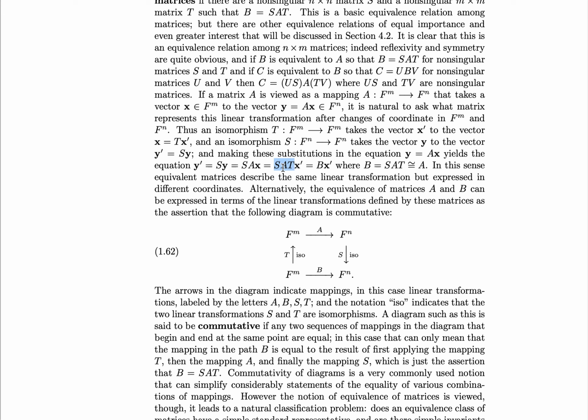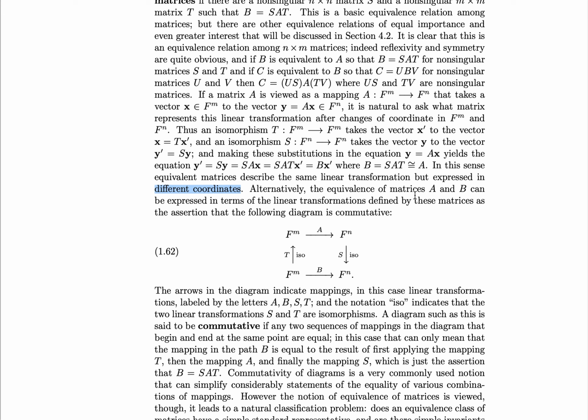But remember we said that if we have this, then we have the equivalent matrix B, so that we get y prime is equal to Bx prime, where B is equal to SAT, which is equivalent to A. In this sense, equivalent matrices describe the same linear transformation, but expressed in different coordinate systems.